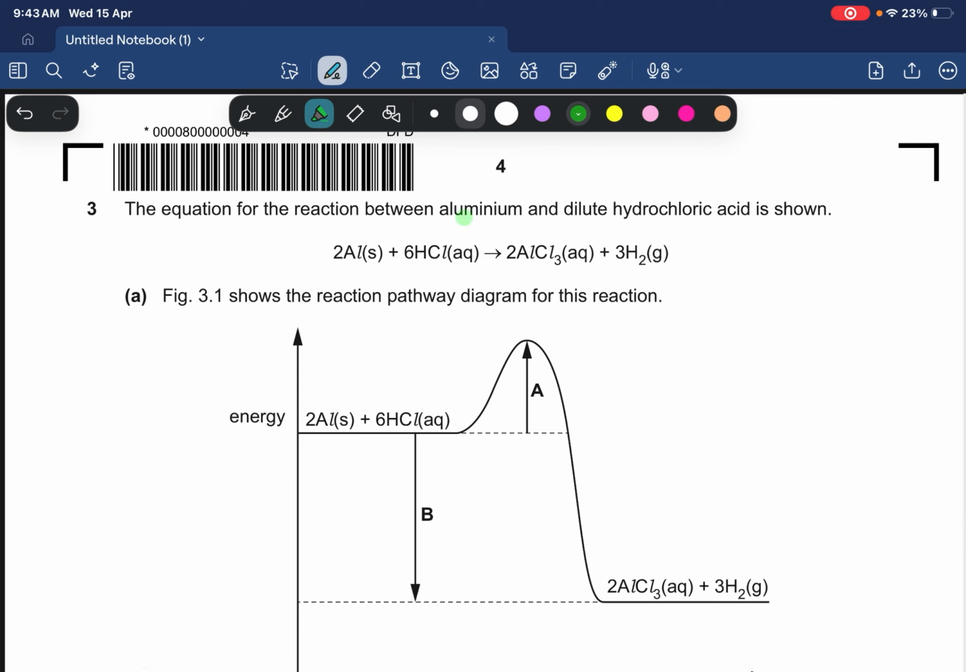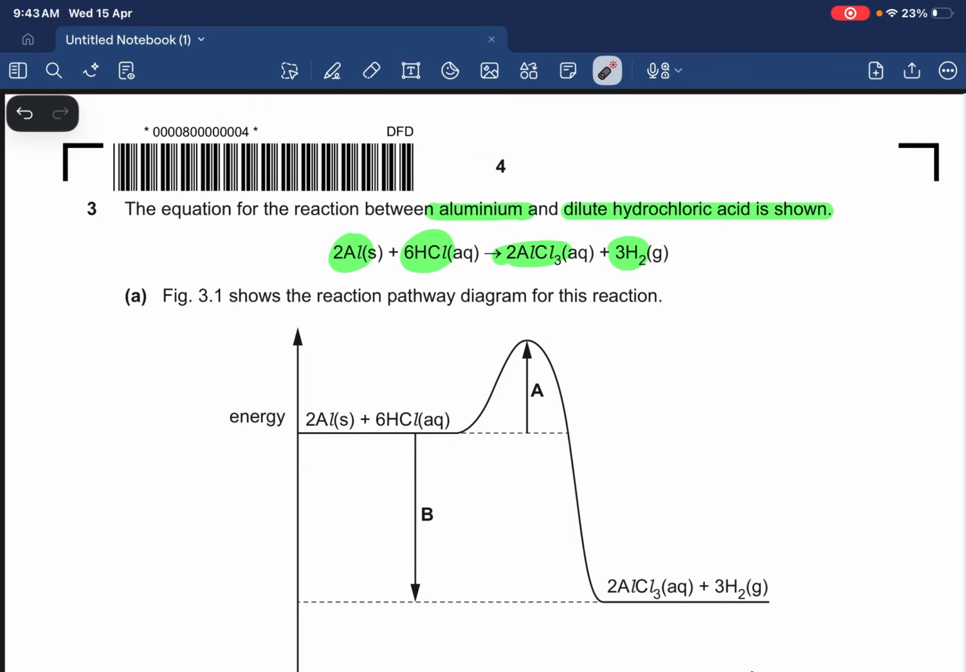The equation for the reaction between aluminum and dilute hydrochloric acid is shown. Aluminum, acid, AlCl3 plus H2 is what we're forming. And you know what's happening over here. We have a metal and an acid. And you know metal and acid react to form a salt and hydrogen gas. That is what we know.